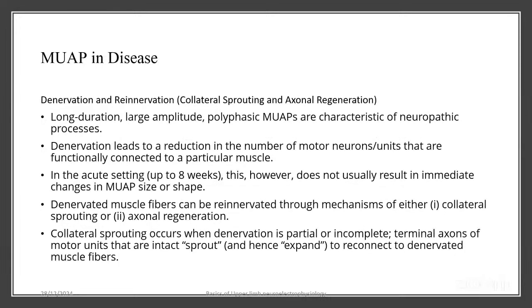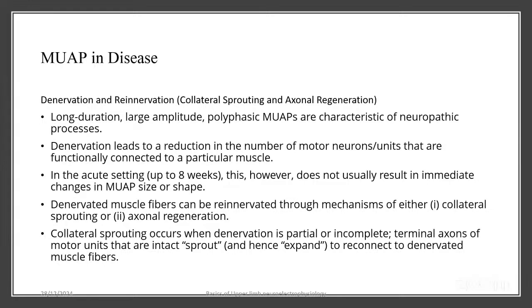So long duration, large amplitude, polyphasic MUAPs are characteristic of neuropathic processes. At the end of the EMG, you will record either it is a neuropathic process or a myopathic process. That's all. EMG will show you that much. Denervation leads to reduction in the number of motor units that are functionally connected to a particular muscle.